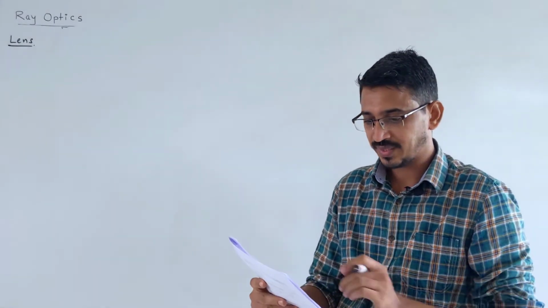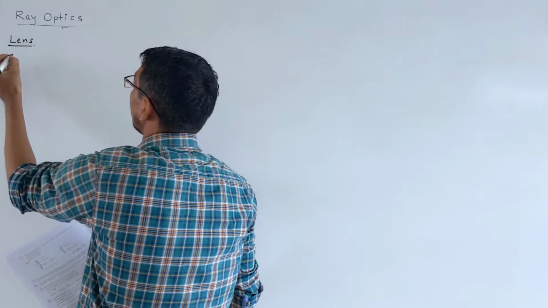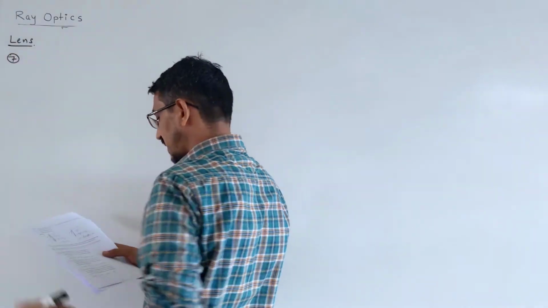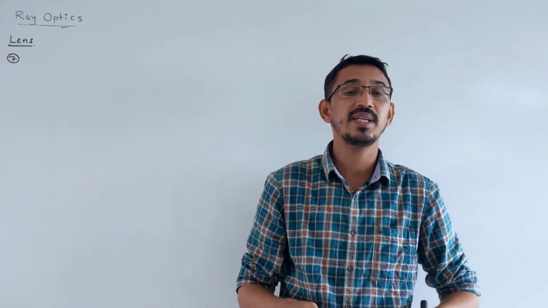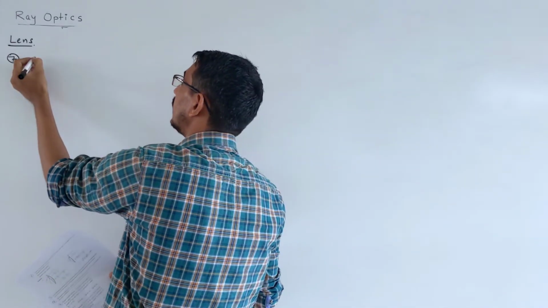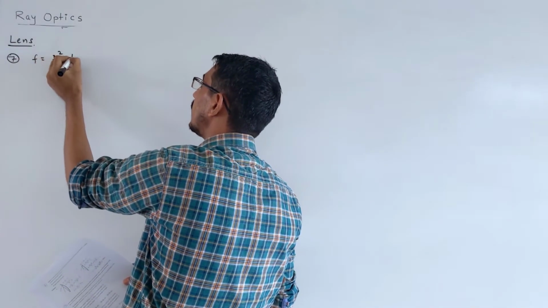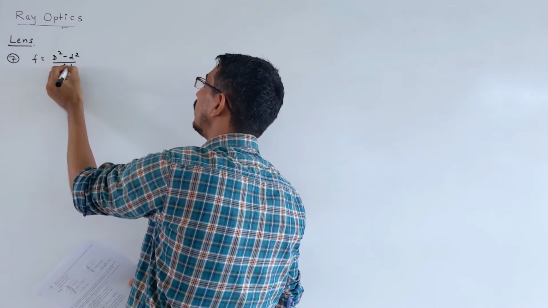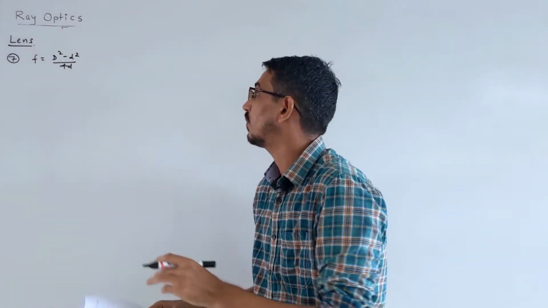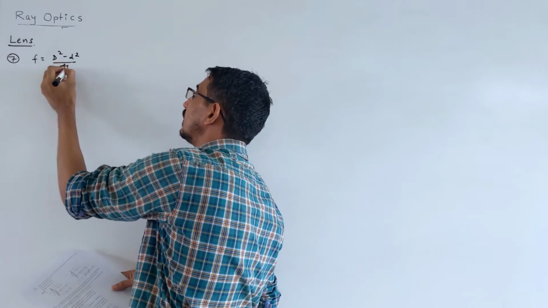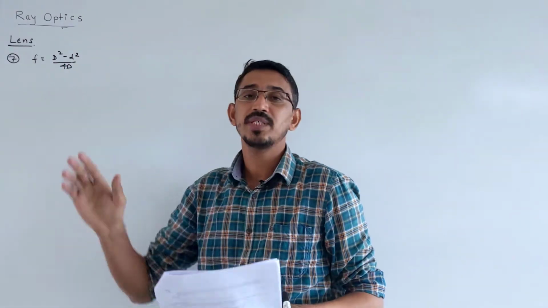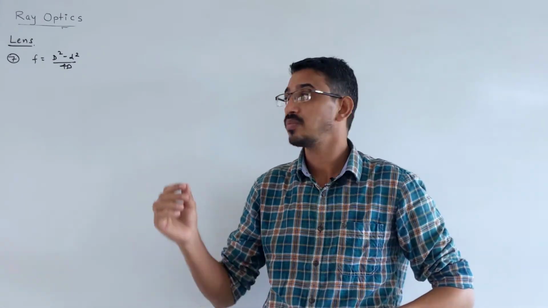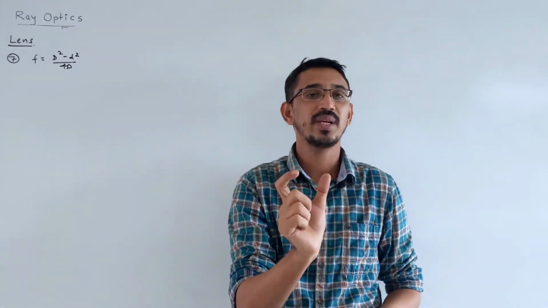Question number 7 we are doing. It's a question based on the displacement method. They said in the displacement method, the distance between object and screen is 70 centimeter. So remember the focal length in the displacement method. This is the formula: D square minus d square upon 4D, for capital D. Capital D is the distance between your object and your screen, and small d is the distance between the two positions of the lens, right?